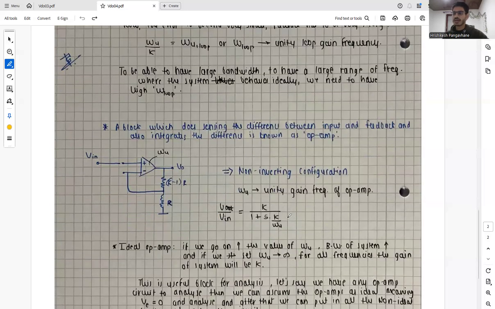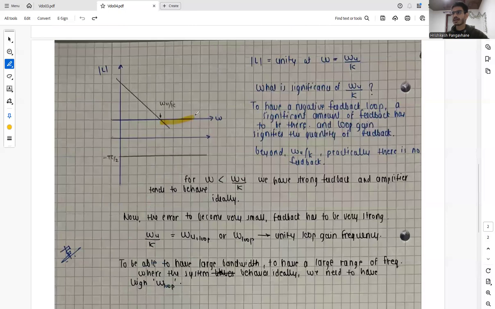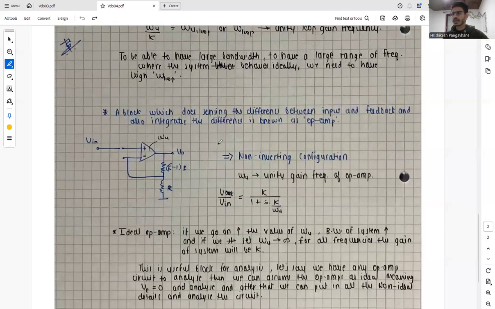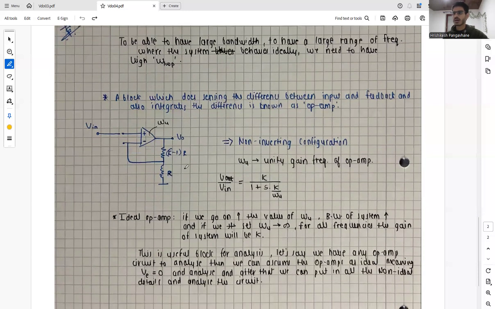So here arises the concept of the ideal op amp. If we go on increasing the value of omega u of this structure, the bandwidth of the system will increase. And if we set omega u to be infinity, the bandwidth will be infinity, and for all frequencies the gain of the system will be k. So why is this concept of an ideal op amp useful? It is a useful block for analysis.